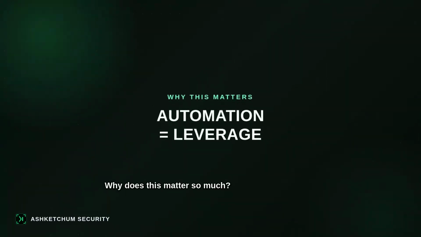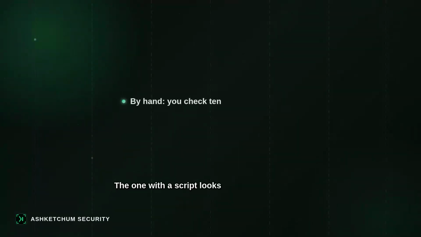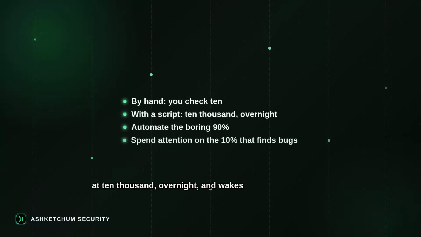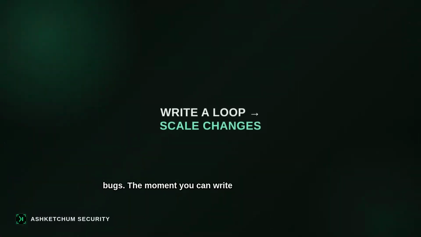Why does this matter so much? Because automation is leverage. The hunter who checks targets by hand looks at 10. The one with the script looks at 10,000 overnight and wakes up to a shortlist worth testing. Every serious bounty hunter and pentester automates the boring 90% so they can spend their attention on the 10% that actually finds bugs. The moment you can write a loop, the size of what you can take on completely changes.